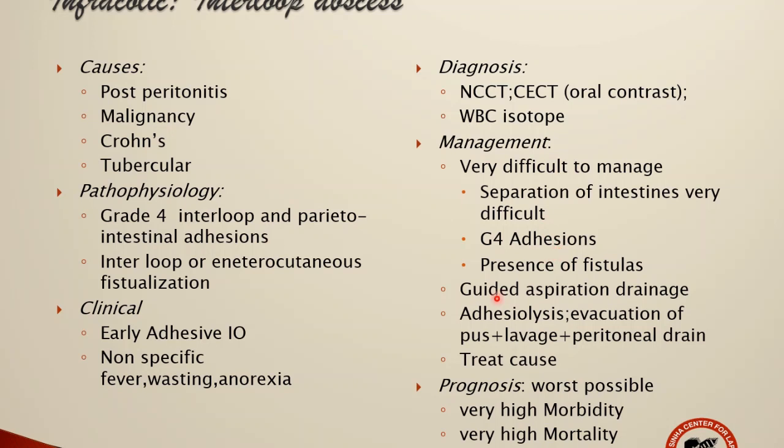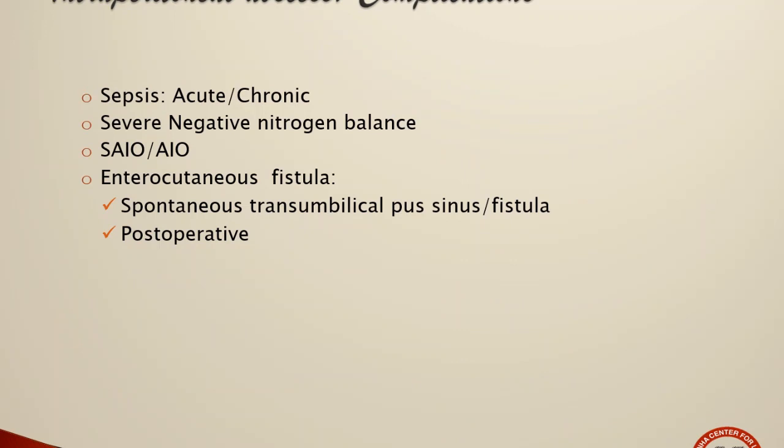But more often than not, that doesn't suffice. So you have to go in for adhesiolysis, and the separation of the intestine is very, very difficult. Why? Because they're grade 4 adhesions, and the presence of fistulas is there, or the chance of having an adhesiogenic fistula is very, very high. So if you're able to do adhesiolysis, you should evacuate the pus, do a lavage, do a peritoneal drain, and treat the cause. But as I said earlier, very high morbidity and mortality, and one condition which I would never like my patient to be having, or I would be trying to treat a similar condition like interloop abscess.